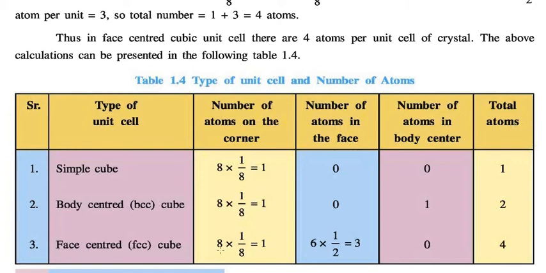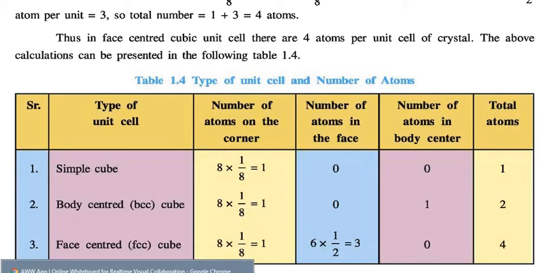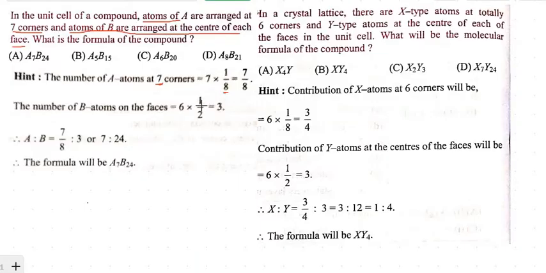As we have seen here, 1 by 8, because if 8 corners are occupied, we take it as 8 into 1 by 8. Now here 7 corners are occupied, so we will take it as 7 into 1 by 8. The number of B atoms at the faces are 6 into 1 by 2, because 6 faces are there. And 6 into 1 by 2 becomes 3. So if you compare the A is to B ratio, that becomes 7 by 8 is to 3. And if you take LCM, you will need to multiply this 3 by 8. So 8 3s are 24, that becomes 7 is to 24.